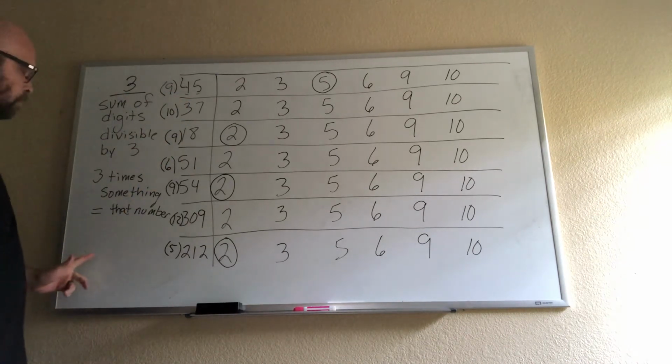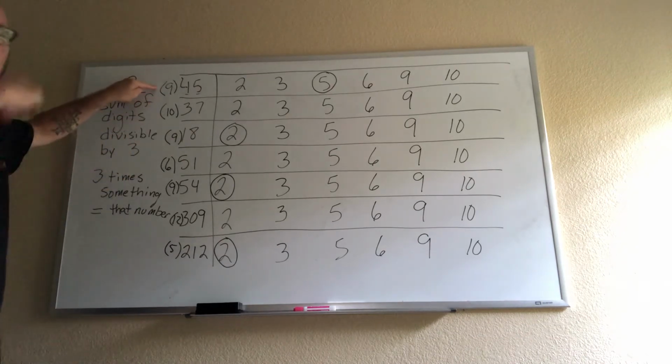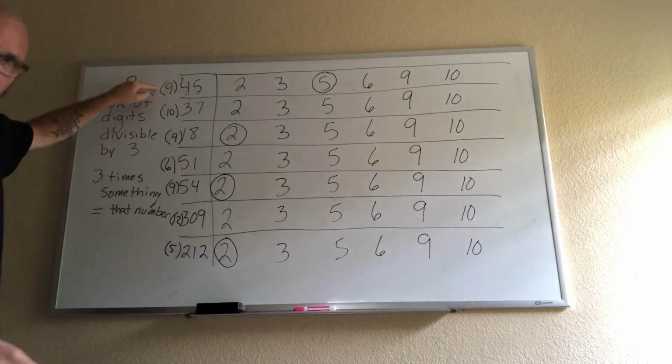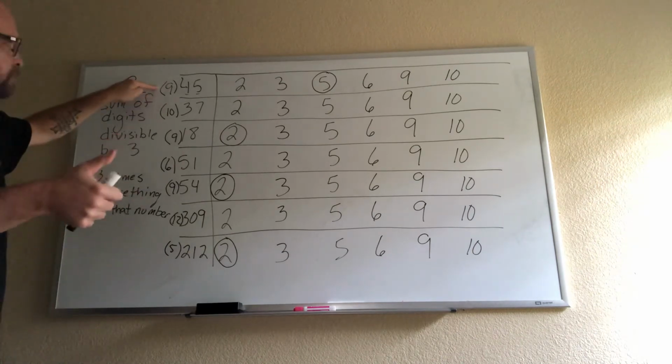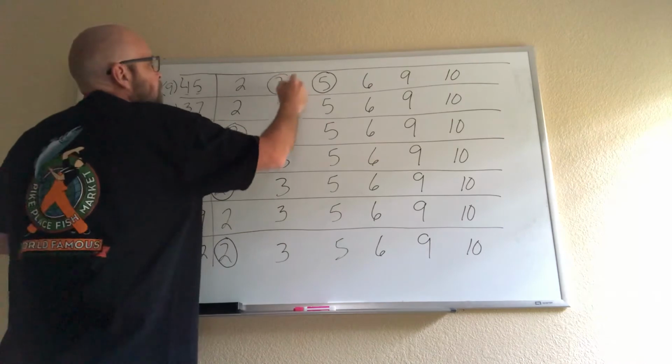Then I just have to look. Does 3 go into 9? Or does 3 times something equal 9? Yes, it does, because 3 times 3 equals 9. So this is divisible by 3.